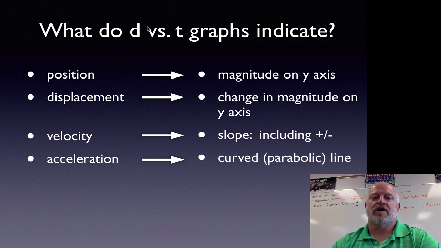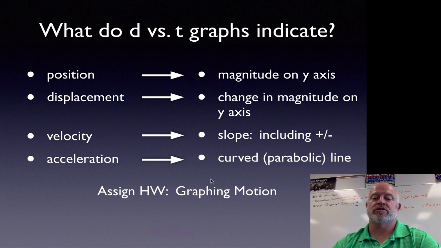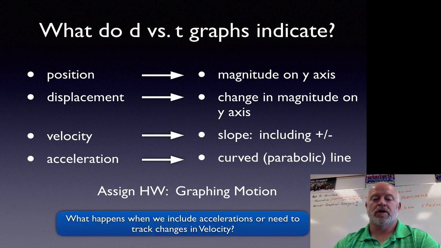And finally, a D versus T graph or displacement graph does tell us accelerations. It's hard for us to find mathematical pieces with that in simple looks, simple line stuff, because it's a curve. We couldn't figure out curves using graphical stuff. We've done that before in our math classes. But if we see a curve or a parabolic type of line, we know that that's an acceleration happening in a D versus T graph. All right. Now, that's enough information. We should be able to go into our homework, which is on graphing motion, to do that.